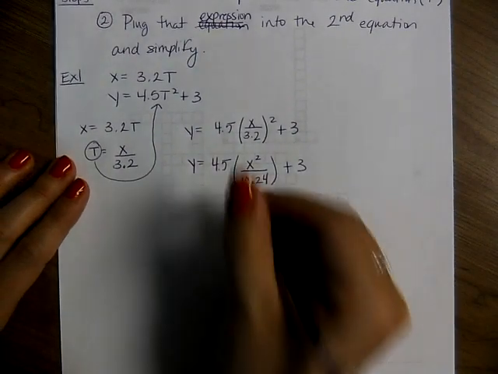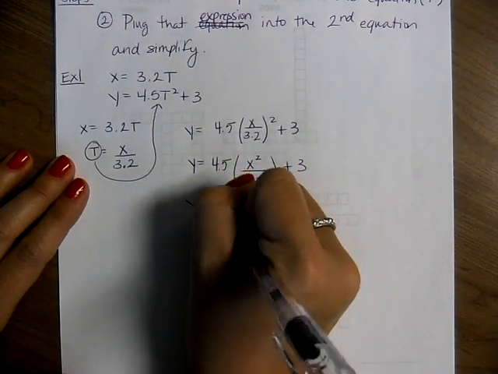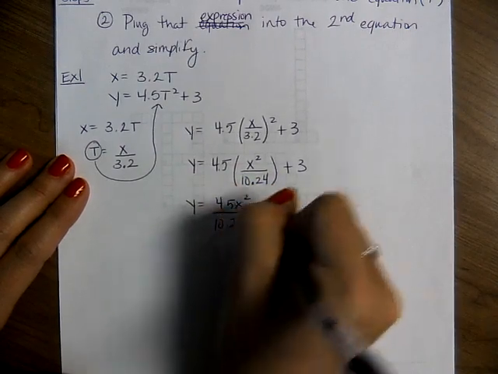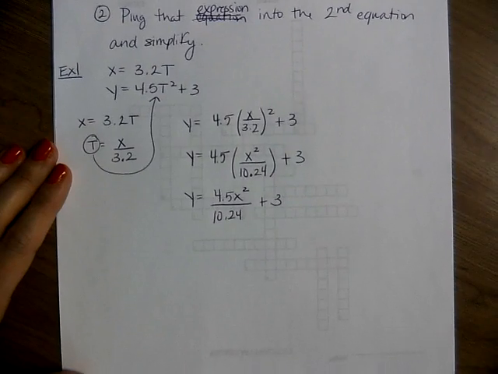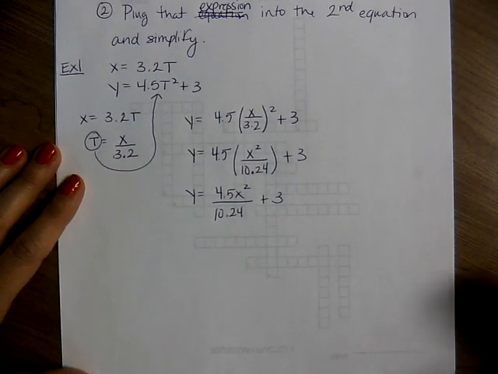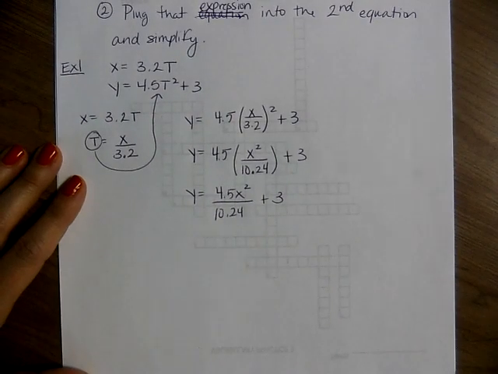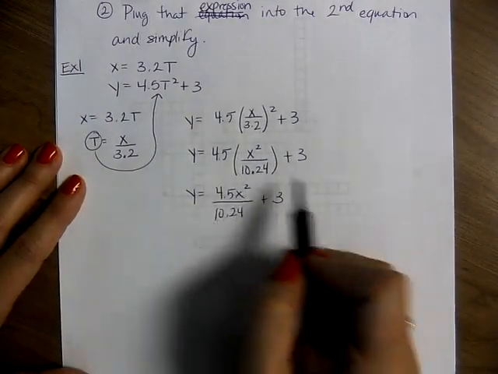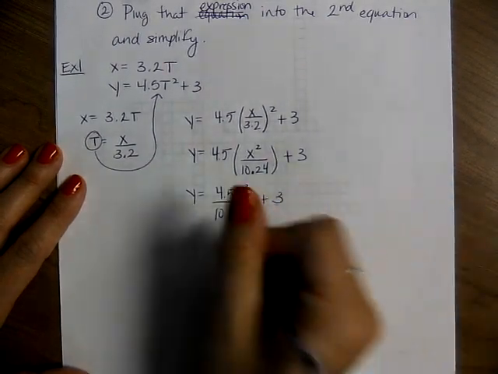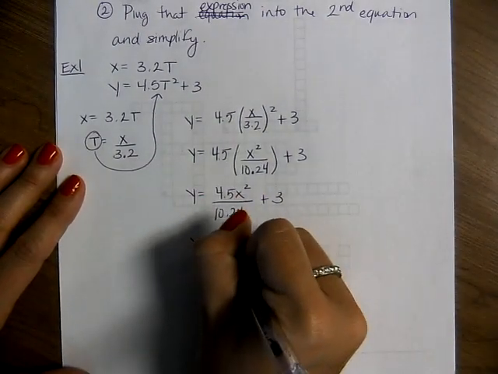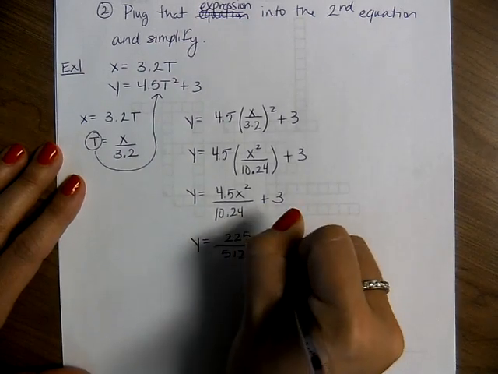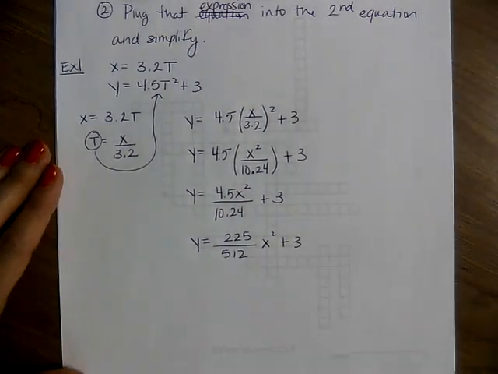Okay, now when you distribute that 4.5, you're going to get 4.5 x squared over 10.24. But we never, in a million years, would write a decimal in a fraction, right? So you just put that in the calculator, convert it to a fraction. You can convert it on your own if you just move the decimal over 2 places to the right, and then simplify. Either way, you end up with y equals 225 over 512 x squared plus 3.